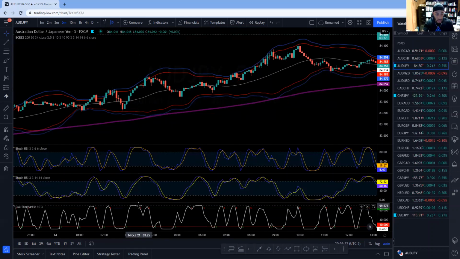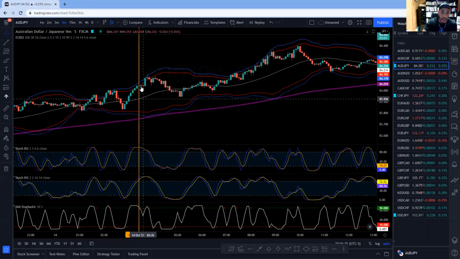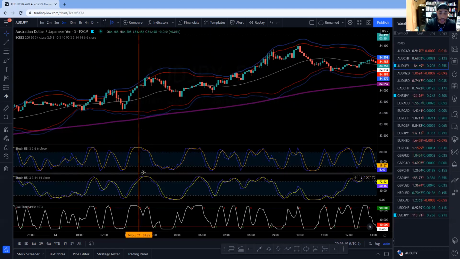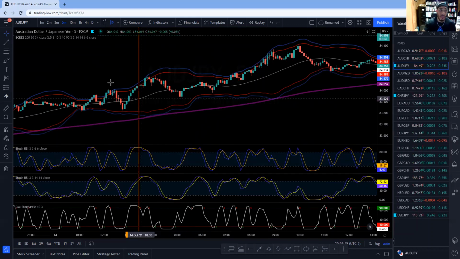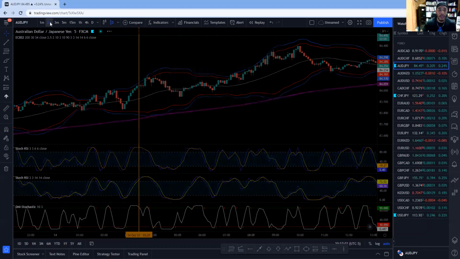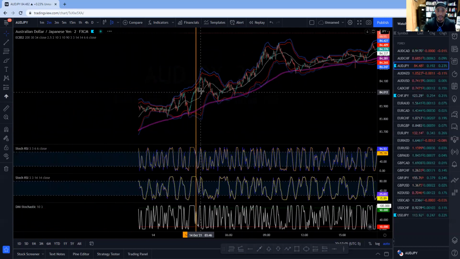So this is the area right here. This is where the stochastic RSIs are both overbought. Both of the lines are indicating an overbought market. You also have the DMI stochastic, which is also overbought. And so now that we find that, we have all our confirmations for the larger time frame, right? And it's not close to the 200 EMA. So now we scale down to the 2 minute. Scale down to the 2 minute.